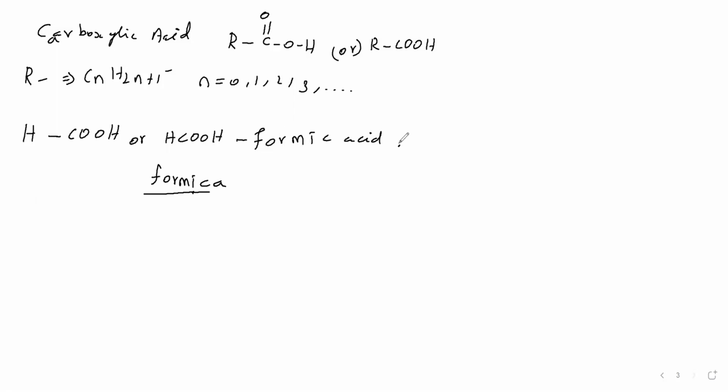What is the IUPAC name? We will see. Here one carbon is there, therefore the root word is meth. For the primary suffix, one carbon is there, so the primary suffix is ane.